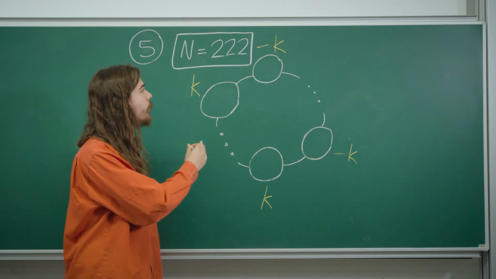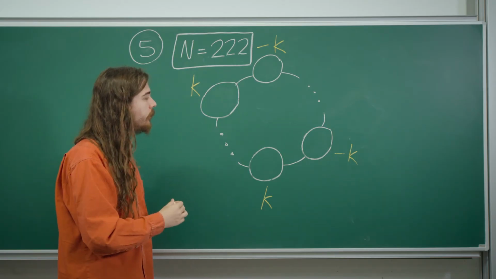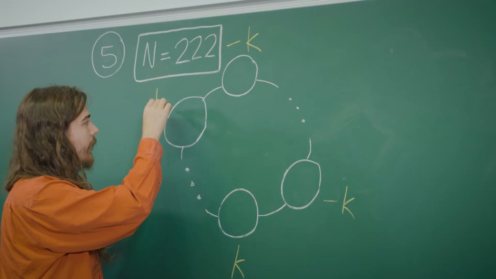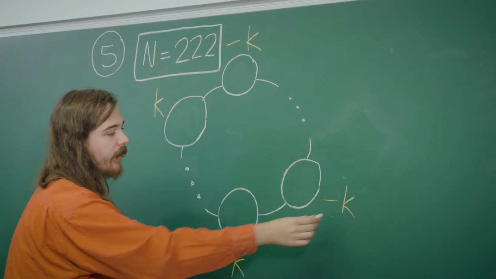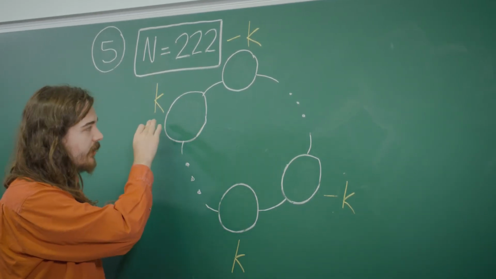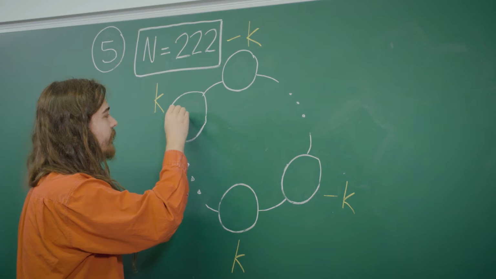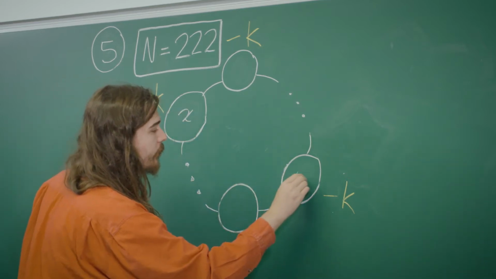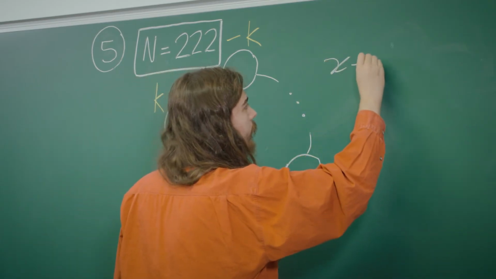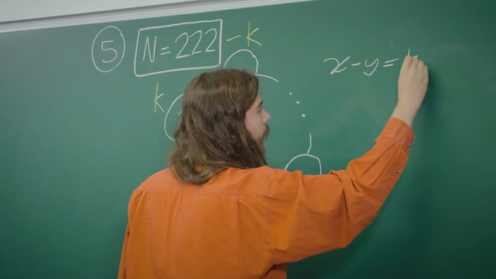OK, so how are we going to do this? Well, for each pair of opposite circles, we have the k and minus k. And as we stated before, these are the same condition, and it just says that if this is x and this is y, then x minus y equals k.